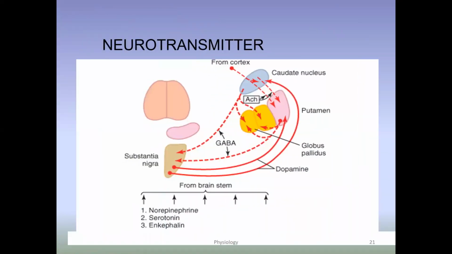Now let's start the remaining half of the basal ganglia. What are the neurotransmitters present in the basal ganglia? Mainly dopamine, which is secreted from the substantia nigra pars compacta. It has two receptors, D1 and D2. D1 is excitatory, D2 is inhibitory over the striatum. Then GABA and acetylcholine. These are the main neurotransmitters present in the basal ganglia. Other neurotransmitters present in the midbrain, pons, and medulla are norepinephrine, serotonin, and enkephalin. So these are the neurotransmitters.